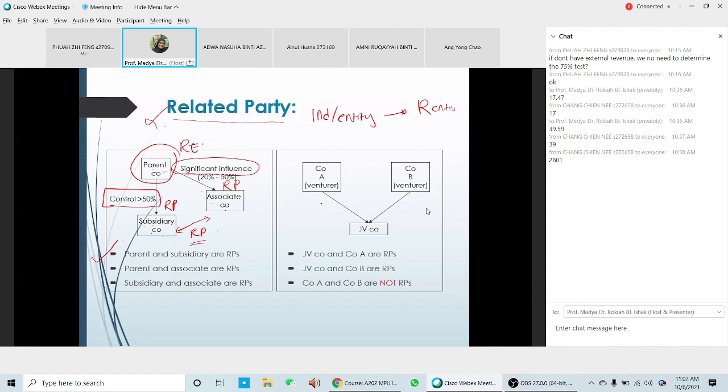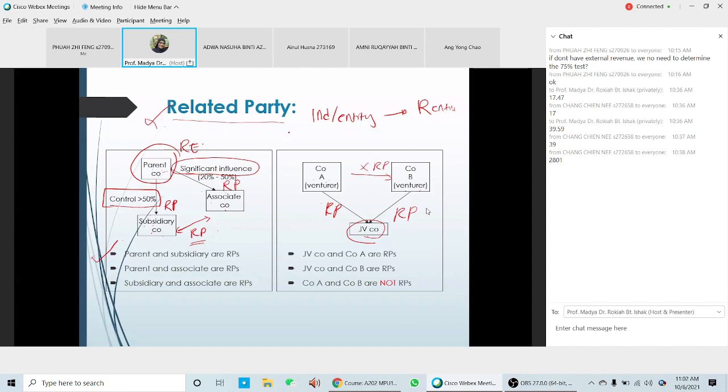Okay, and then the other one is a joint venture company. Joint venture companies A and B come out together. They work together and come up with a joint venture. A and the JV here is a related party. B and the JV here is also a related party, but A and B here is not a related party, because they are not together. Only with the JV company are they related parties.